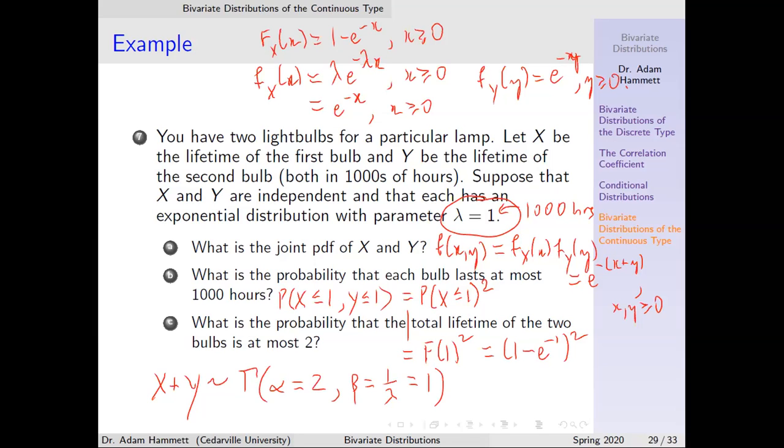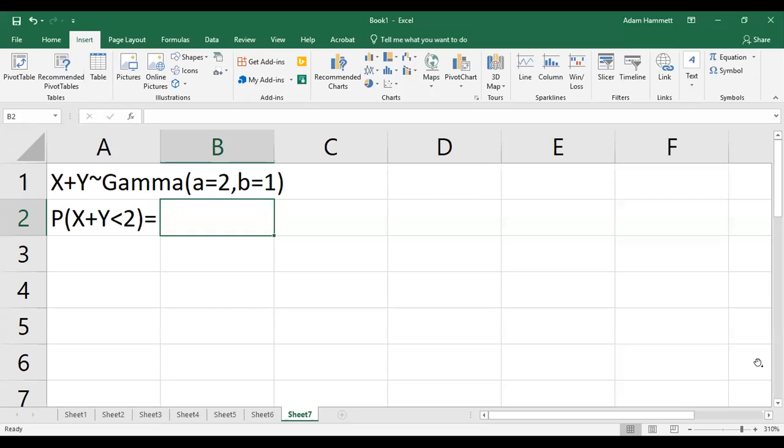So what is the probability that the total life of the two bulbs is at most 2? Well, here I'm just asking for the probability. And by the way, 2 means 2,000 hours. So this is the probability that x plus y is less than or equal to 2. Or less than 2 would have been just as good. And how in the world would we compute that? Well, we could go use the gamma distribution in Excel. That would be one way to pull it off. So let's go do that now.